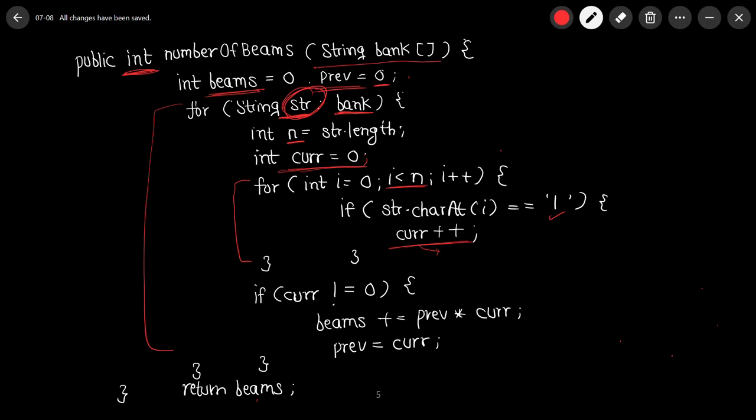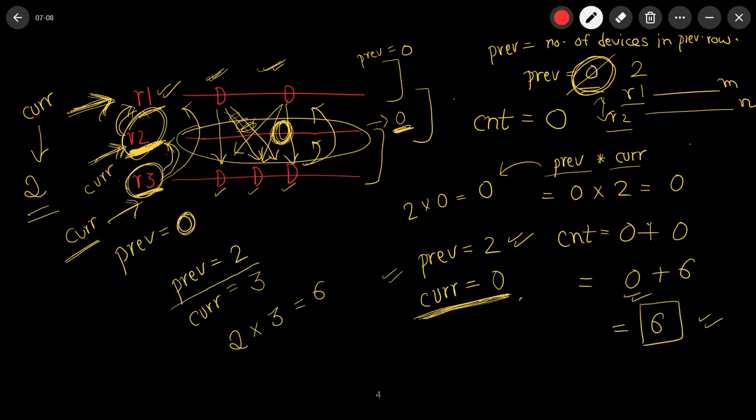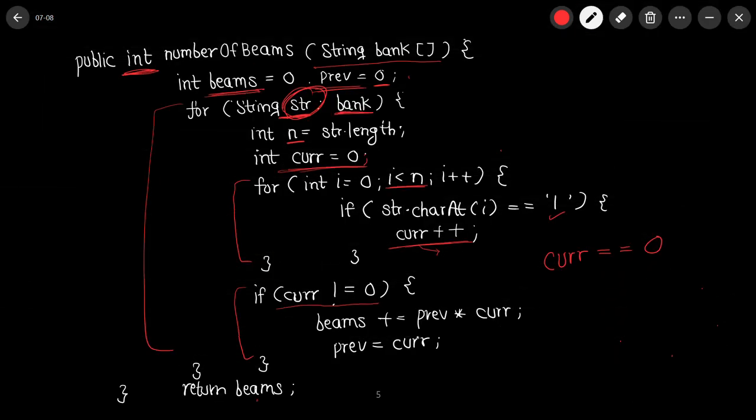So this counts them, and after processing the row, we check, as I told you, if our current row had zero devices. Like in the previous case, R2 had zero devices. So in that case, we would not make our previous into current. This is only done when current devices is not zero, as you can see here. So that's why I put this check. If it's not zero, then only we will do this.